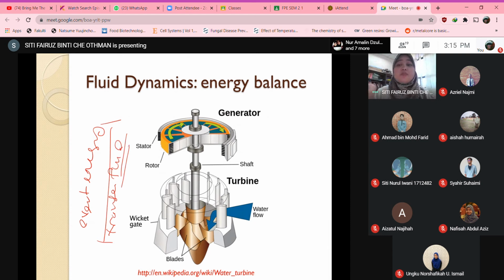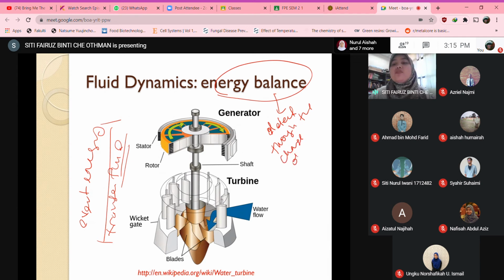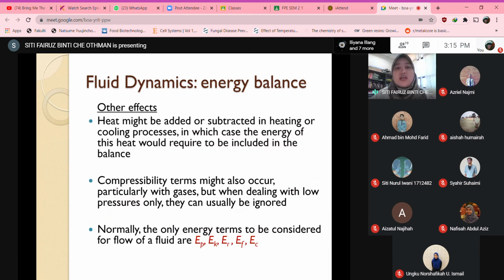So energy balance is very important. Usually an energy balance is detected through the change of heat, meaning temperature. Like I told you before, it can be detected through temperature, pressure and also velocity. These are the very important things for this energy balance.